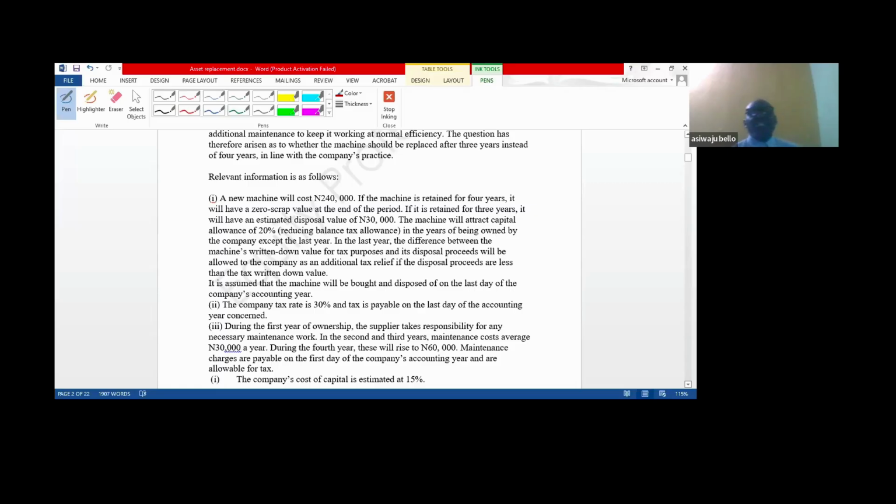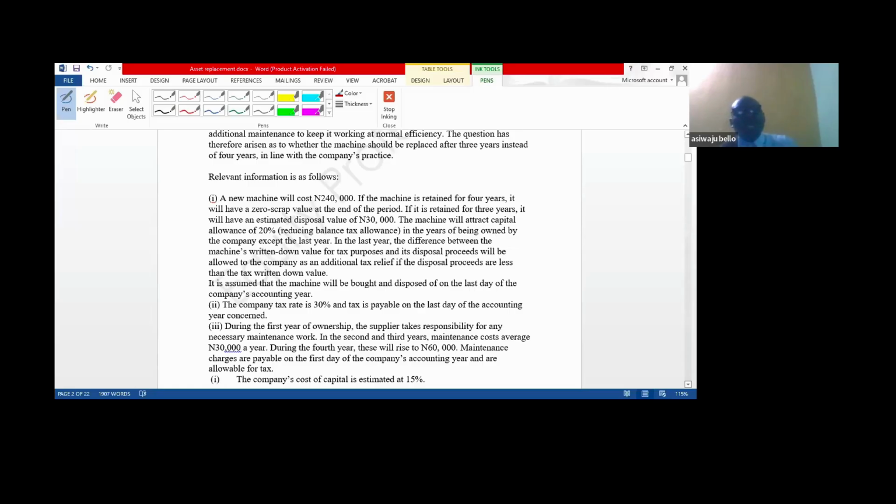It is assumed that the machine will be bought and disposed of on the last day of the company's accounting year. Note number 2, the company tax rate is 30% and tax is payable on the last day of the accounting year concerned. Note number 3, during the first year of ownership, the supplier takes responsibility for any necessary maintenance work.